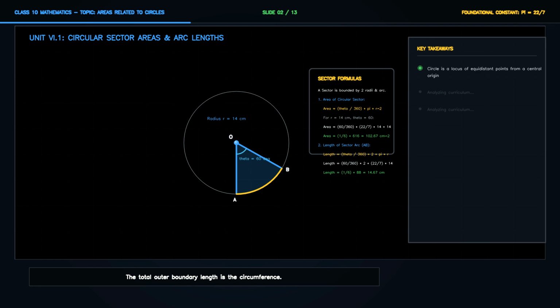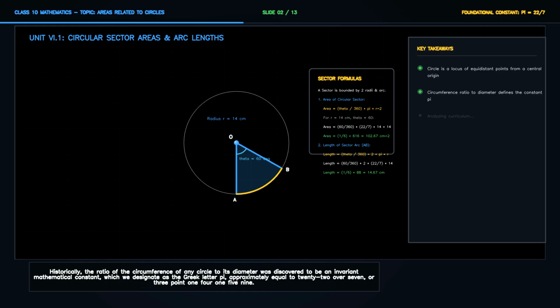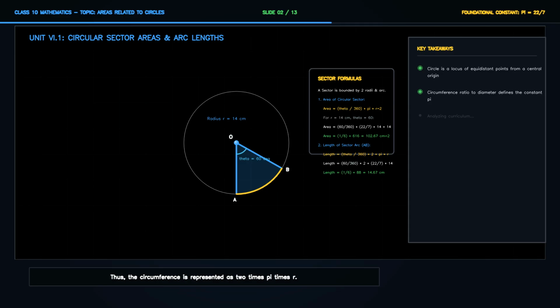Historically, the ratio of the circumference of any circle to its diameter was discovered to be an invariant mathematical constant, which we designate as the Greek letter pi, approximately equal to 22/7, or 3.14159. Thus, the circumference is represented as 2 times pi times r.